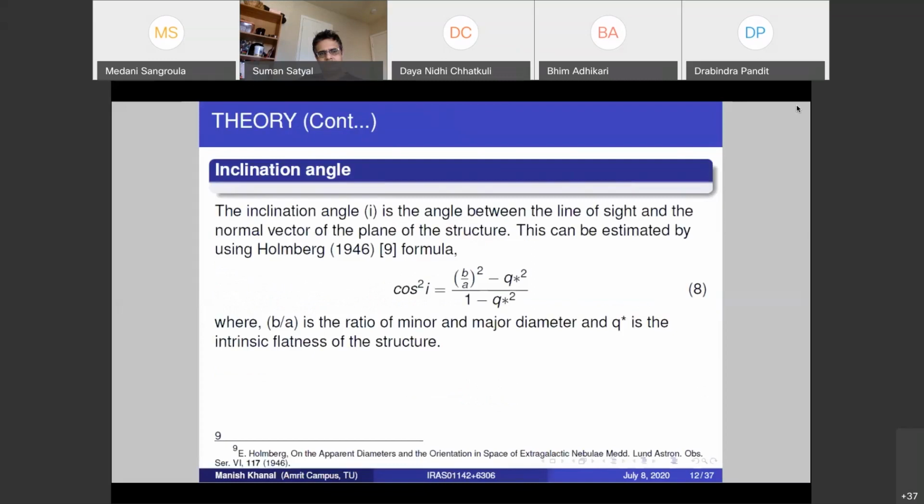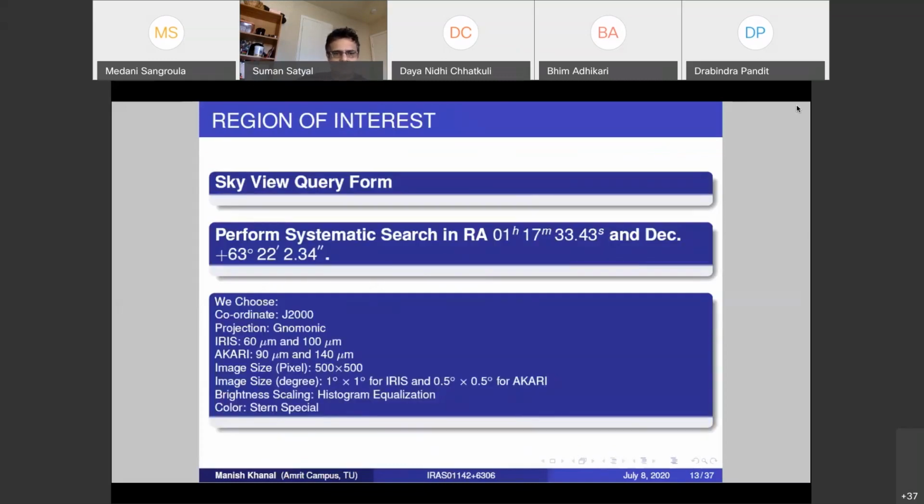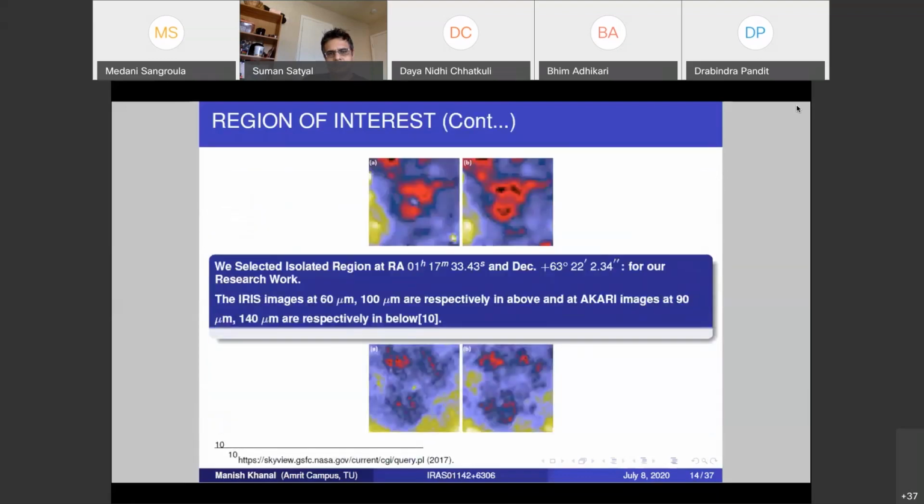We use the SkyView Virtual Observatory in order to search for an isolated cavity at different wavelengths in the IRIS and AKARI bands for RGB data. Then we perform a systematic search at RA 1 hour 17 minutes and declination 63 degrees 22 minutes. The coordinate system that we used was J2000 under gnomonic projection. We chose 60 micrometer and 100 micrometer with image size 1 degree by 1 degree in the IRIS map, and 90 micrometer, also called WIDE-S, and 140 micrometer, WIDE-L, with image size 0.5 degree by 0.5 degree in the AKARI map. These are the 4 images we have selected.